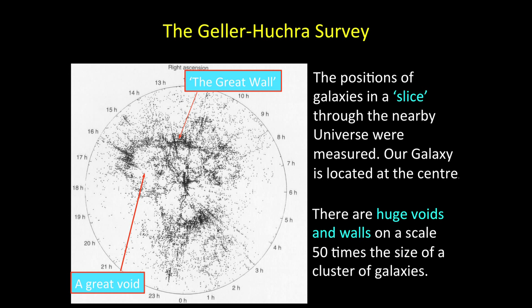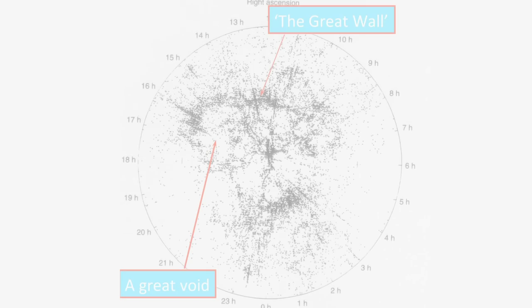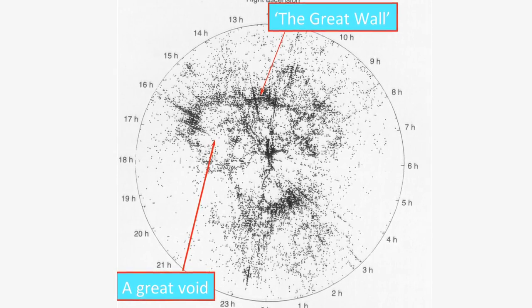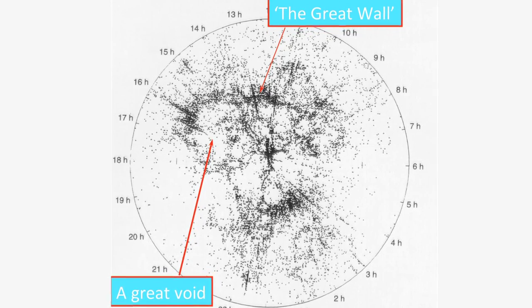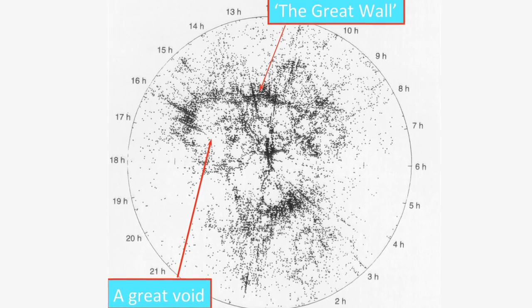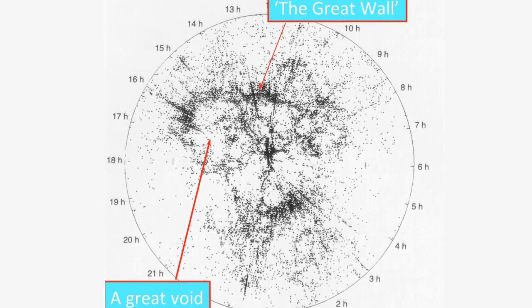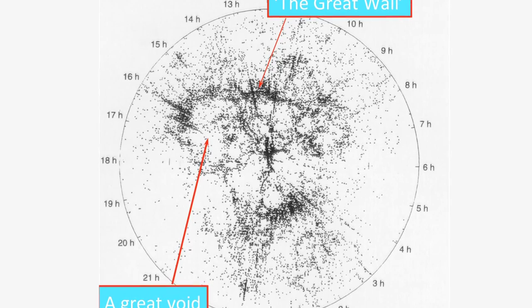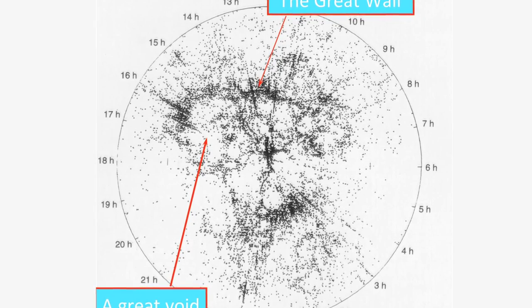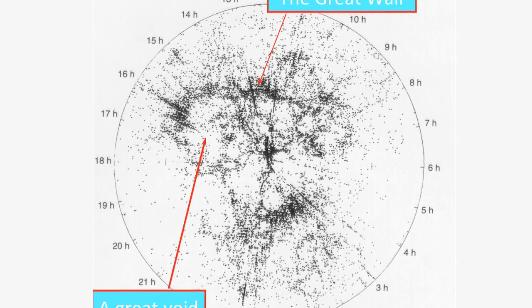Now, this is in our locality, only going out to quite small redshifts. But we are at the center, and if the galaxies were uniformly distributed throughout the universe, then the points would be randomly scattered on this picture. You would not see this structure if the galaxies were randomly distributed. And you can see very clearly that that is not the case. We've got things like what we call the great voids. Here's a great void here.